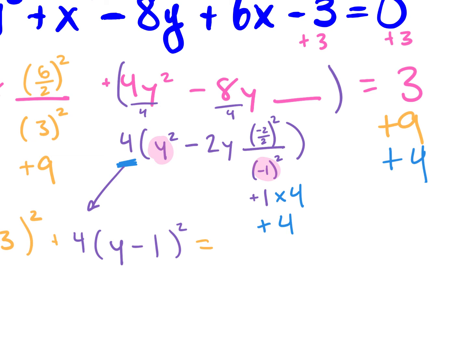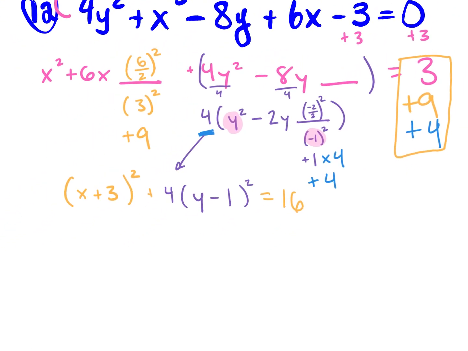Like the x or y over b first? It doesn't matter. Nope. I always put the x's first, but if you wanted to, like if your y had the bigger denominator and you wanted to put that first, that's fine too. It doesn't matter. So then we're going to add these 3 numbers together. So we have 3 plus 9 plus 4, which would be 16.